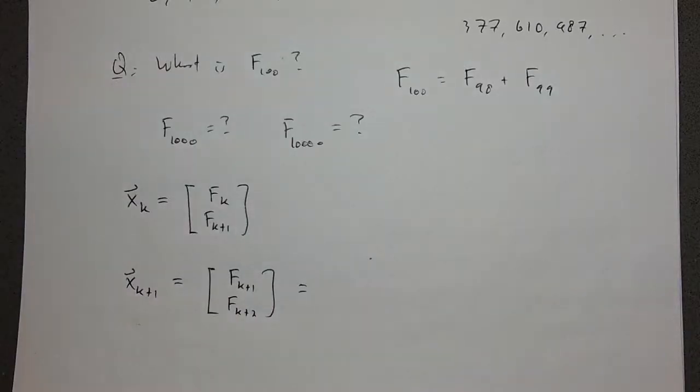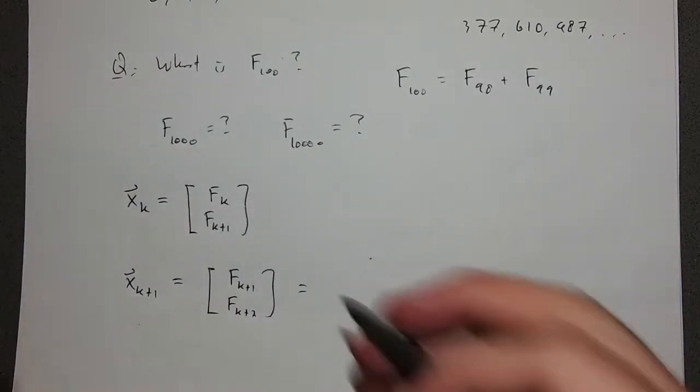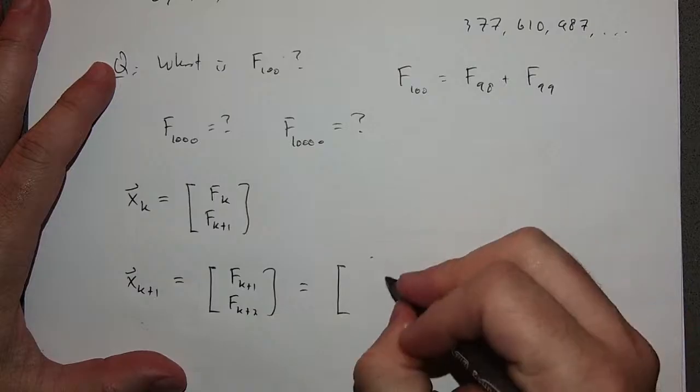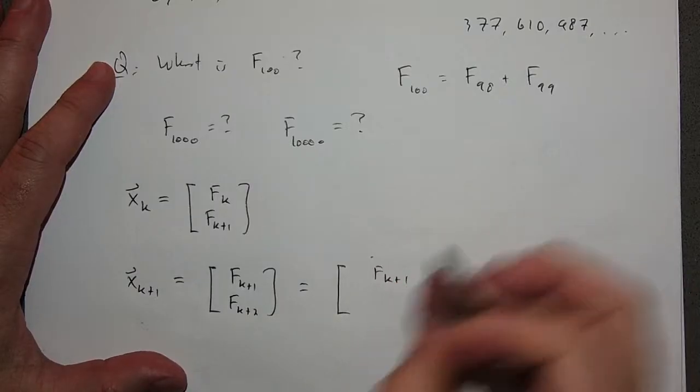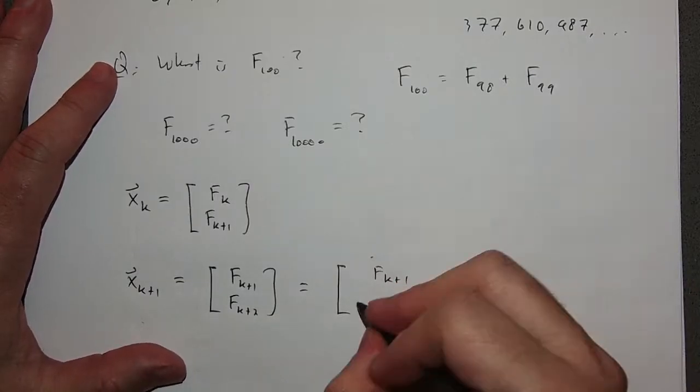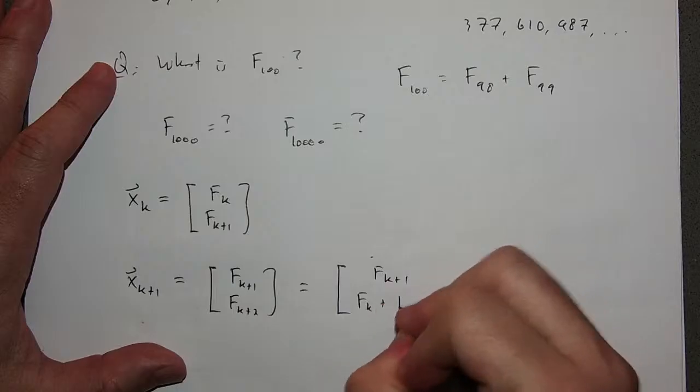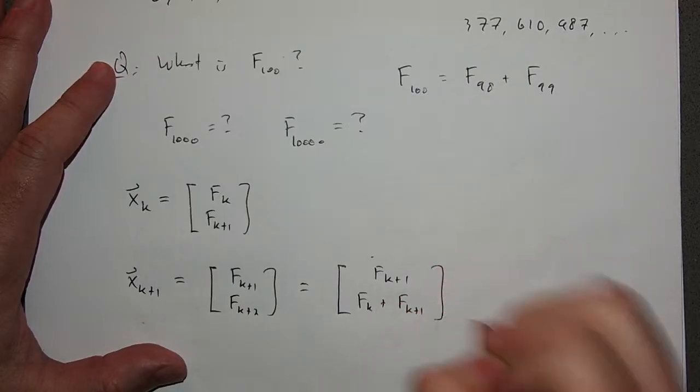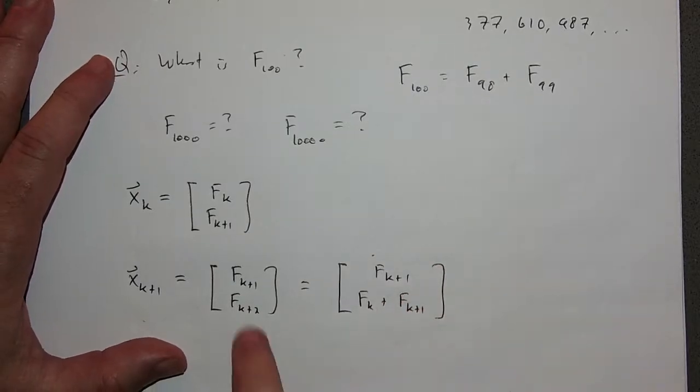Using the Fibonacci recurrence relation, I can write, I'm not going to do anything to the first entry. This is still f sub k plus 1. Here, f sub k plus 2 is f sub k plus f sub k plus 1. This is just saying that f sub k plus 2 is the sum of the two Fibonacci numbers before it.